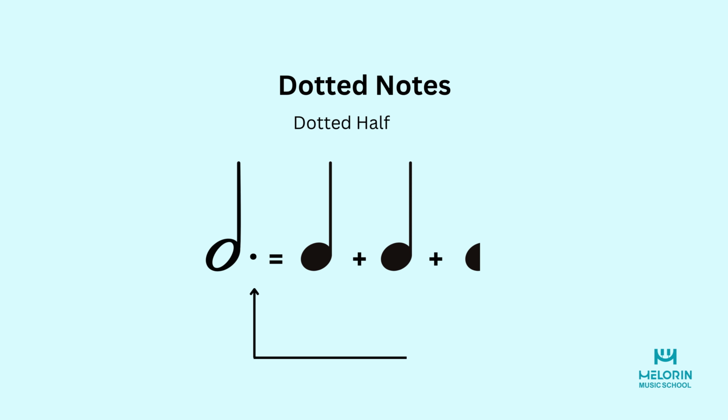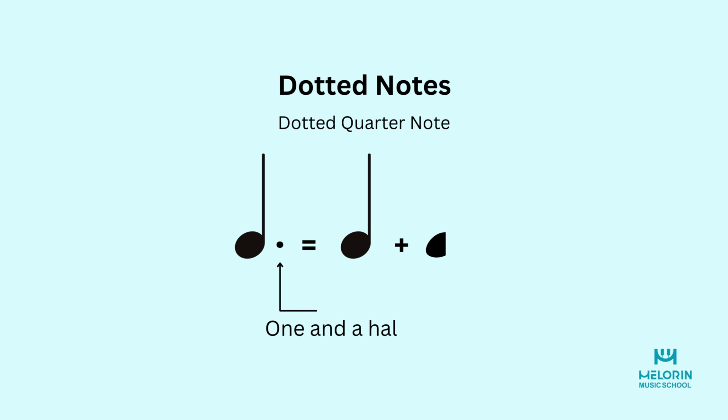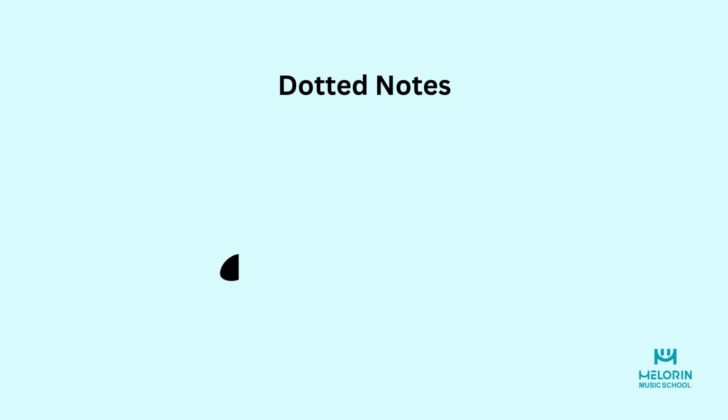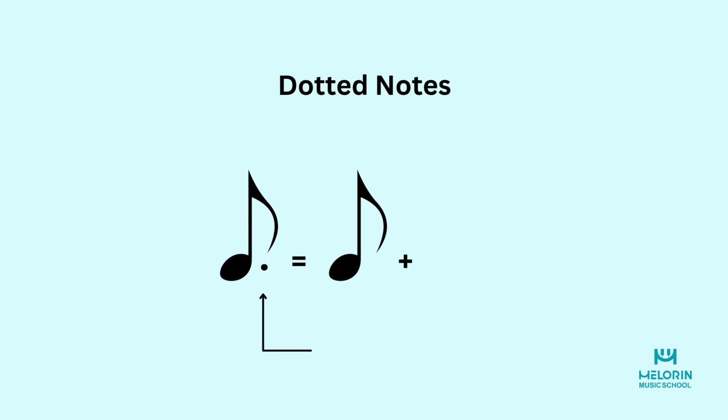So, the dot adds half its original value. Equals 3 beats. This is a dotted quarter note. Equals 1.5 beats. And this is a dotted eighth note. Equals 1/8 note plus a 16th note.